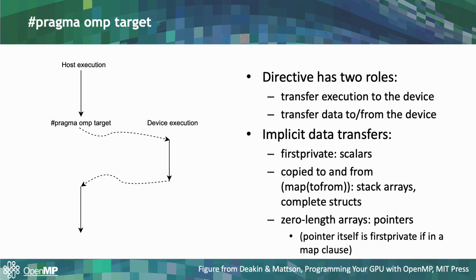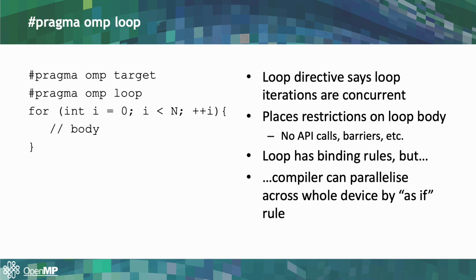So that's it, stage one. We've transferred our data and we've got some programs running on the GPU. But that's not enough. We need to run in parallel. And running in parallel is where the loop directive comes in.